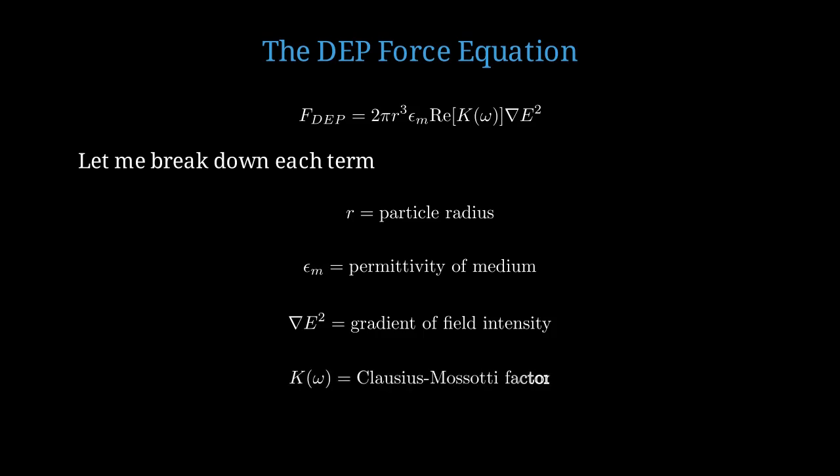K(omega) is called the Clausius-Mossotti factor. This is the most important term because it determines the direction and magnitude of the force. The Clausius-Mossotti factor deserves special attention because it encodes all the information about the particle's polarizability relative to the medium.